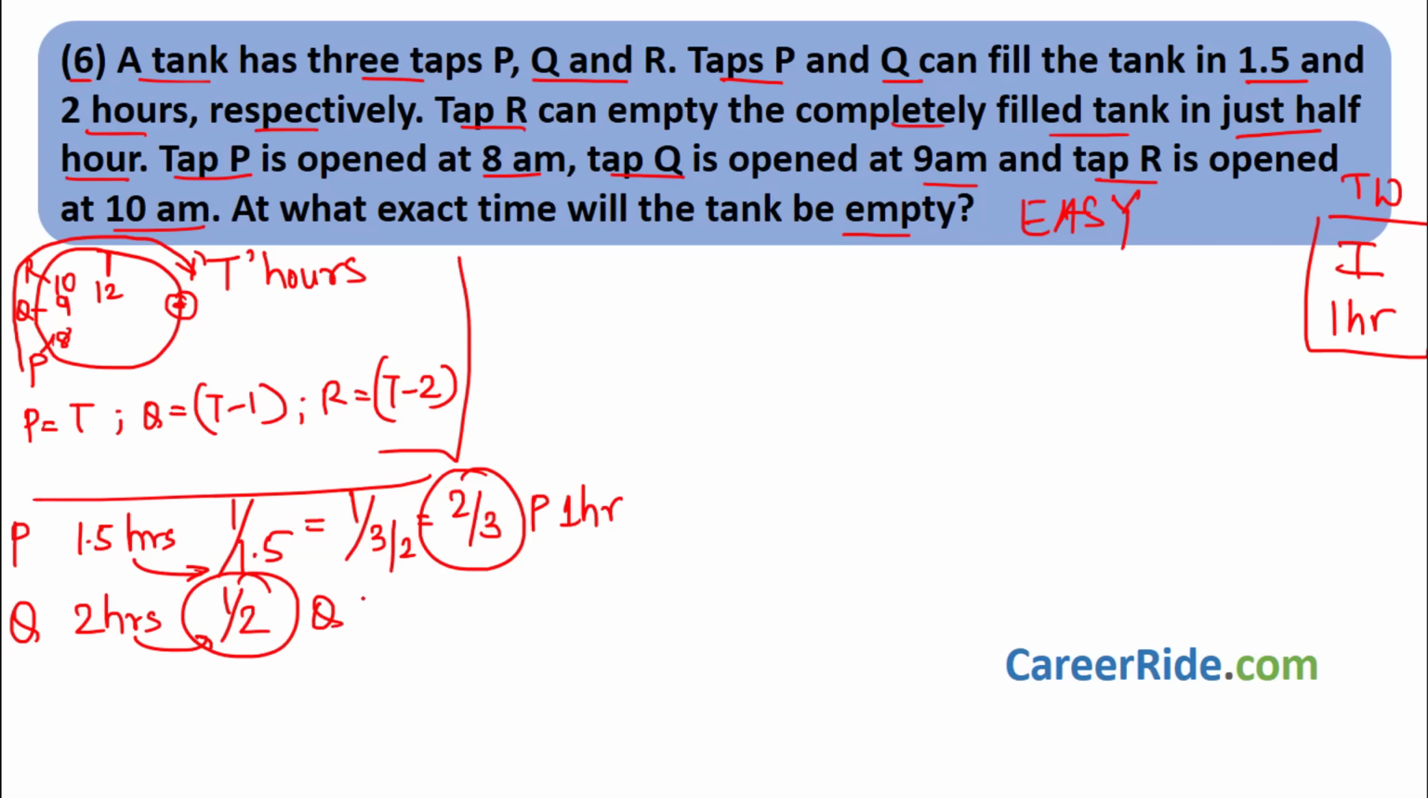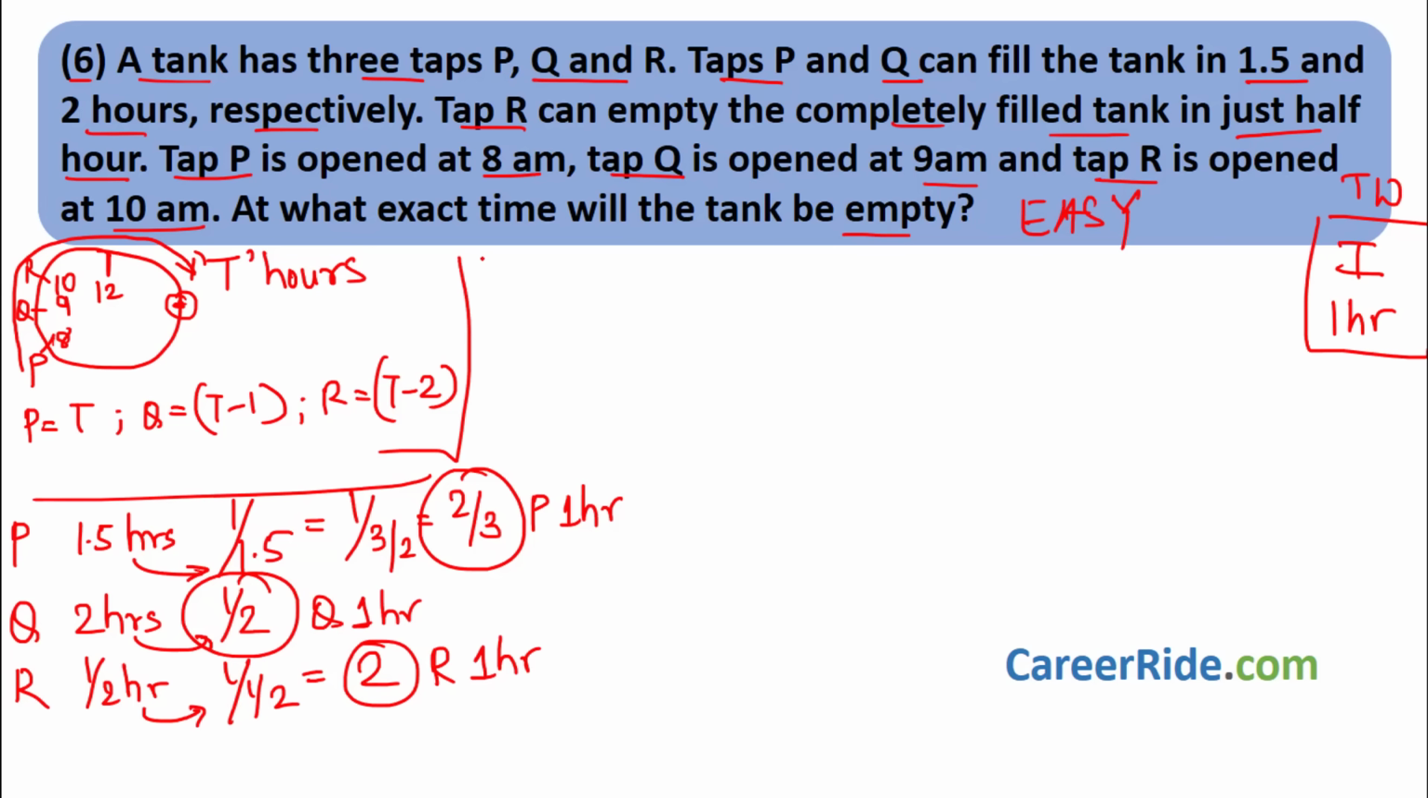This is the work done by Q in 1 hour. R empties the entire tank in half an hour. So the tank emptied in 1 hour is 1 upon 1 by 2. Why? Because we just invert, that is 2, the work done by R in 1 hour.